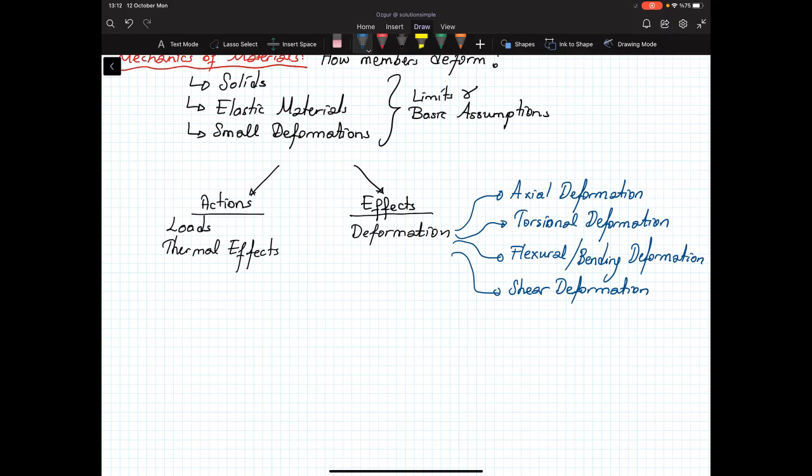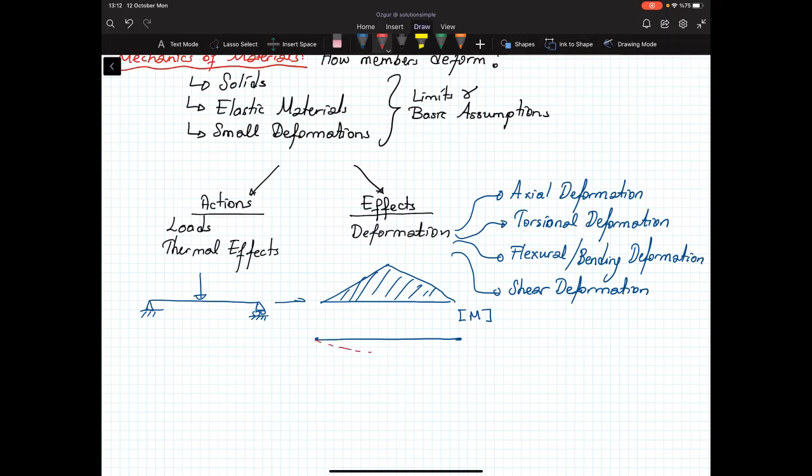Okay? So our approach was as follows. We have an action, a load. So let's take a look at it. Draw a simple figure. I have a load on the structure. So what does it cause, that load? That load causes a moment in the structure. So we draw a moment diagram, right? That's the moment. And because of that internal moment, we see a deformation in the structure.